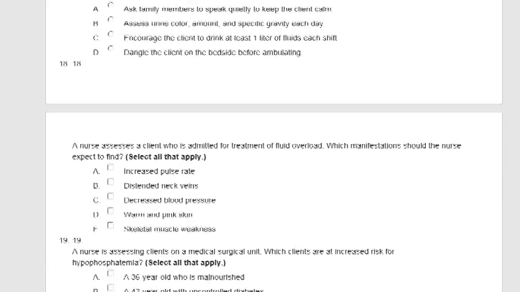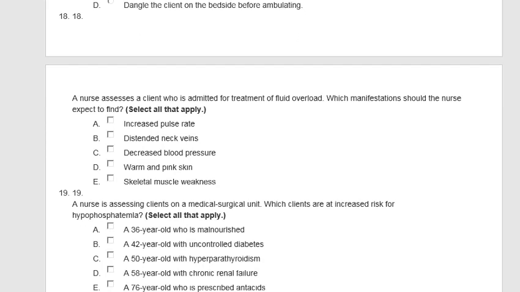18. The nurse assesses a client who's admitted for treatment of fluid overload. Which manifestations should the nurse expect to find? So what's the question asking? Which of the following are signs and symptoms of fluid volume overload? Okay. Increased pulse rate. That is going to be correct. You're going to have an increased pulse rate with fluid volume overload and dehydration, but for different reasons.